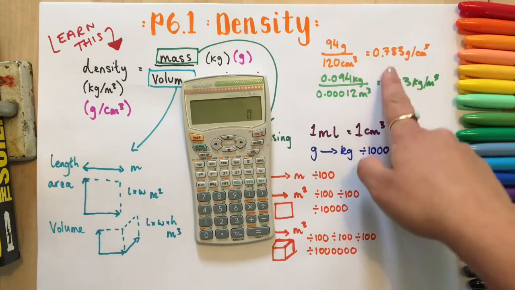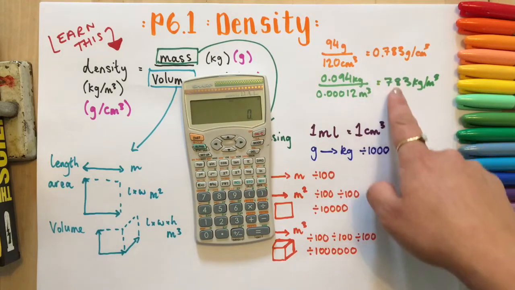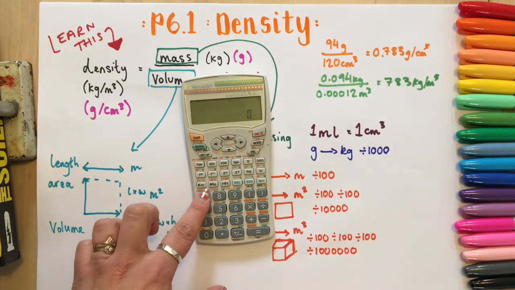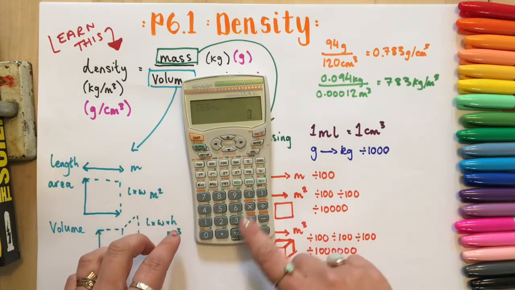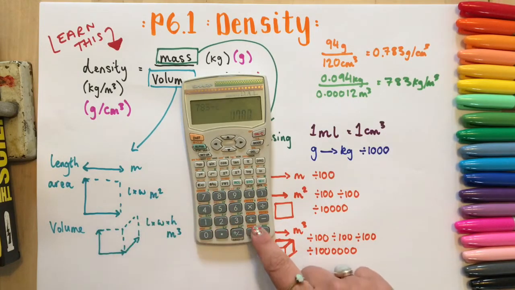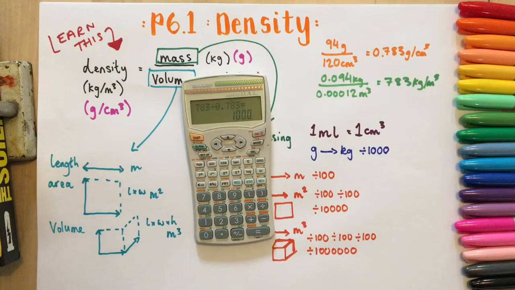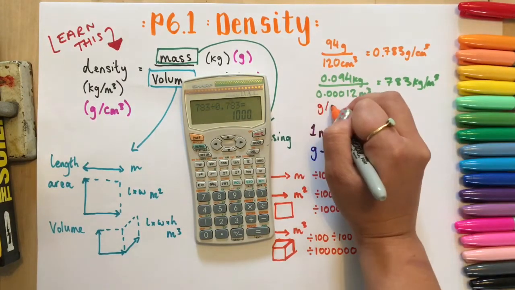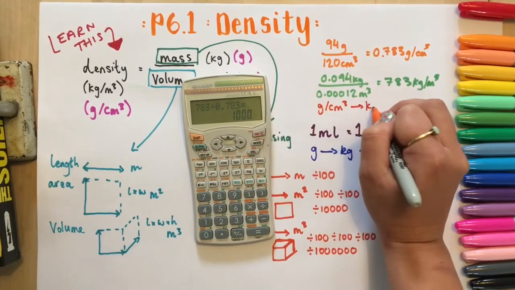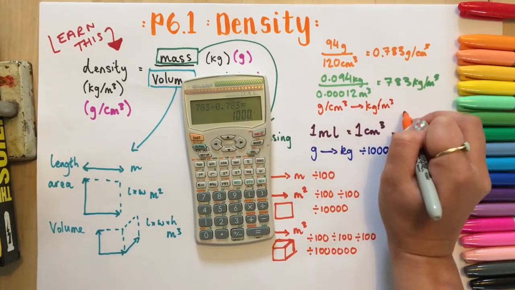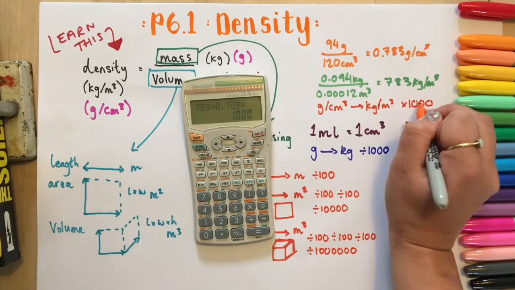So some of you might be able to see this already in terms of how we get from this number to this number, but we can work out what we need to do. If I do 783 divided by 0.783, I have 1,000. So what that tells me is if I want to go from grams per centimetre cubed to kilograms per metre cubed, I need to multiply by 1,000. So let's write this down. If I'm going from grams per centimetre cubed to kilograms per metre cubed, then I want to times by 1,000.